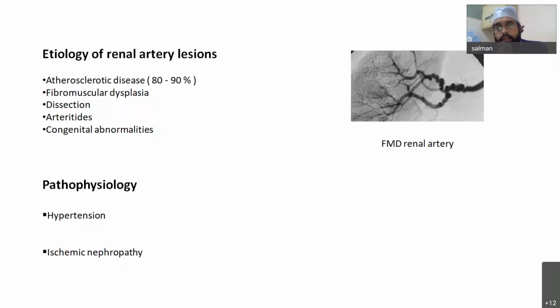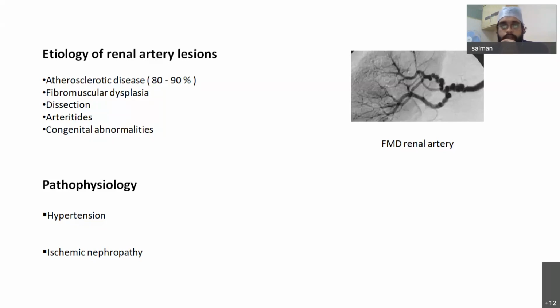The third cause can be dissection, which can be either spontaneous or secondary to trauma or iatrogenic, or it can be continuous with an aortic dissection flap. Dissection can cause thrombosis or infarction of the kidneys, and it can extend into the renal parenchyma. If it extends into the renal parenchyma, then treatment is a bit tough. Once the dissection settles, it can cause strictures or aneurysmal dilatation of the renal vessels. The other causes are multiple arteritis, congenital abnormalities, or the mid-aortic syndrome.